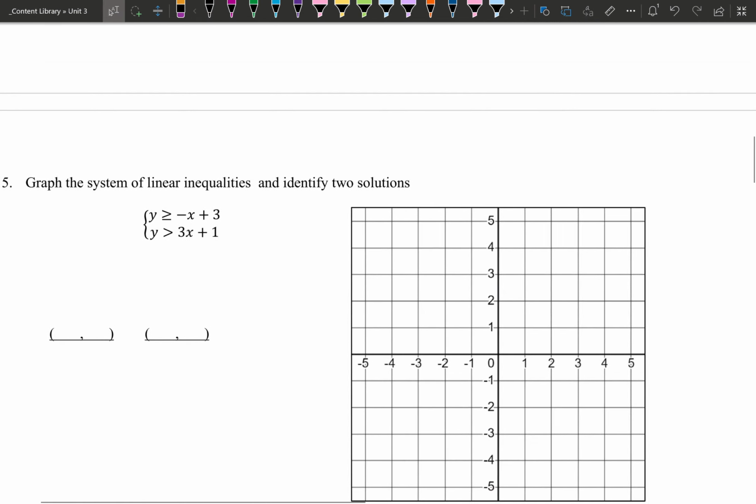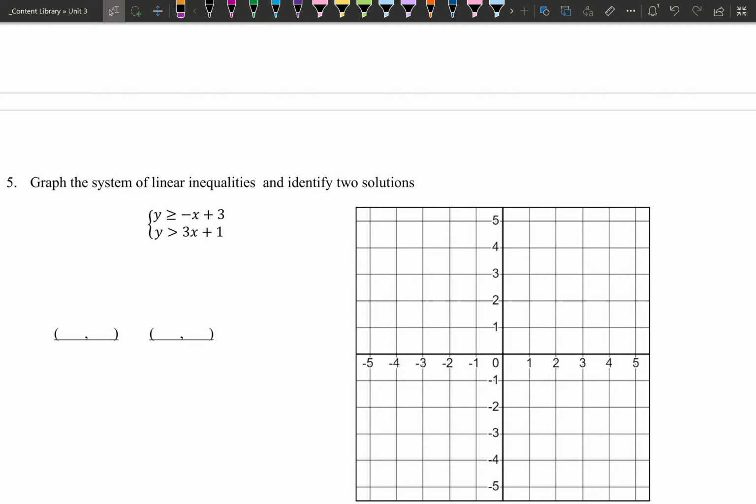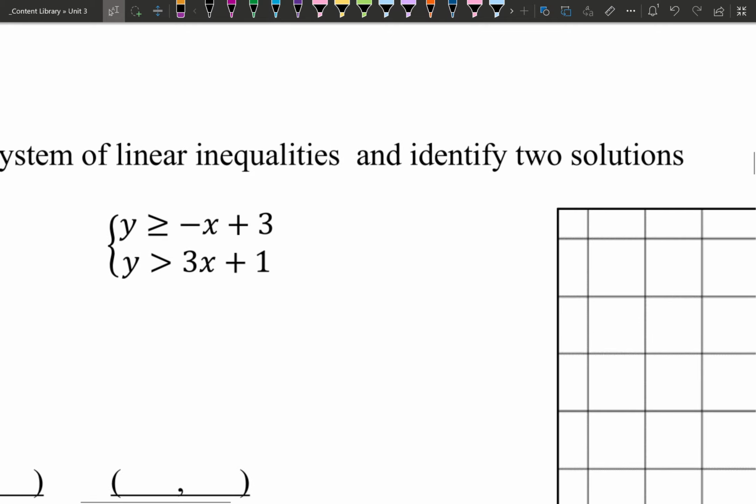Number 5. Let's graph the system of linear inequalities, and we'll identify 2 solutions. Okay, let's think about this system. I'm going to do this one in pink, and I'm going to do this one in blue. Oh no, that's green. My bad. There we go.